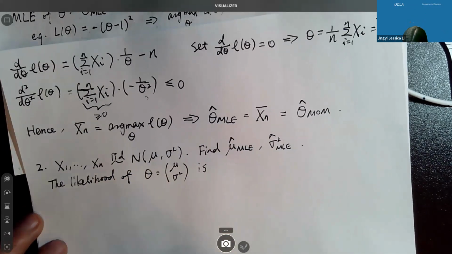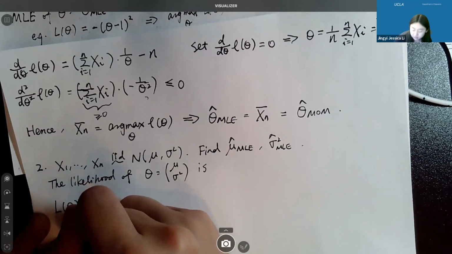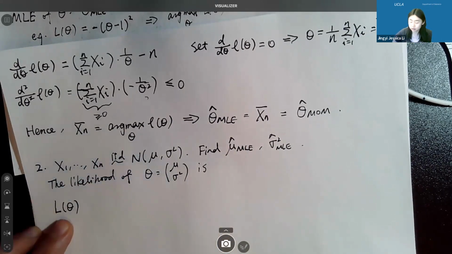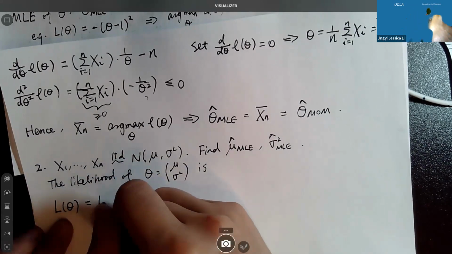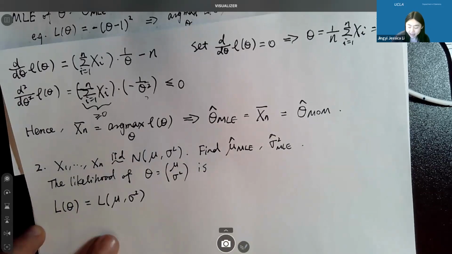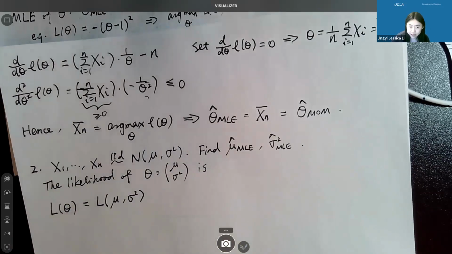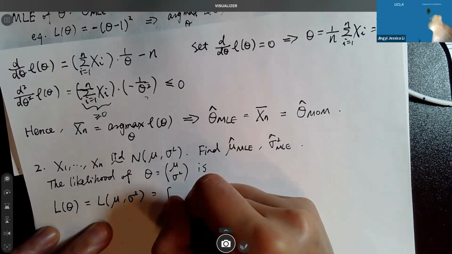And I still can write the L theta. But please note that here theta is a vector argument. Or I can spell it out. I just write L of mu, sigma squared. So then both are scalars. And by definition, it's actually the joint density of those X1 to Xn.